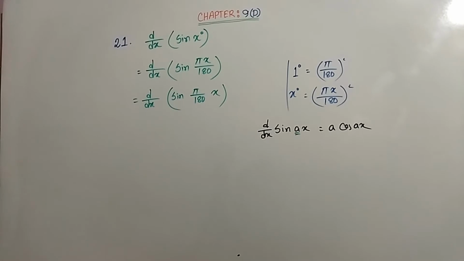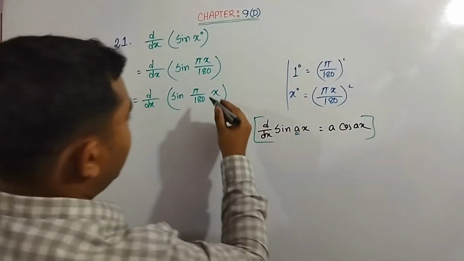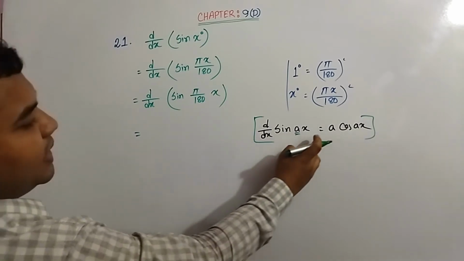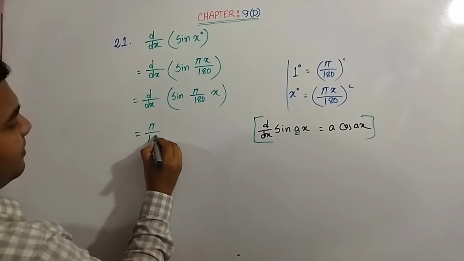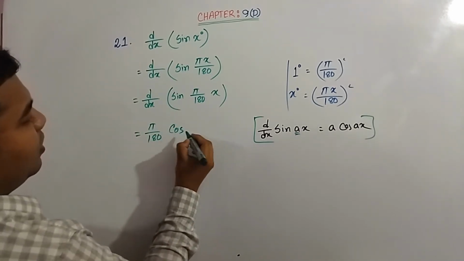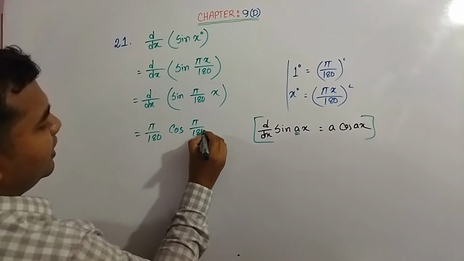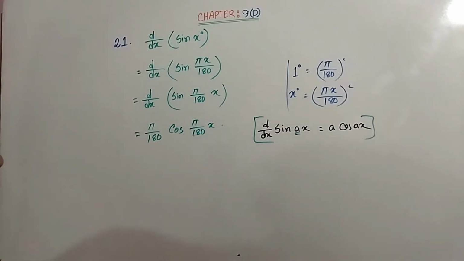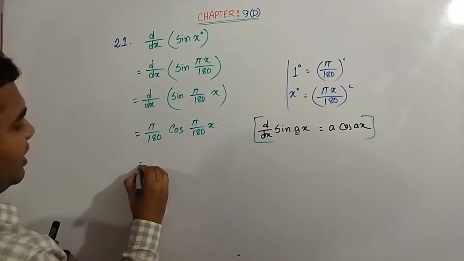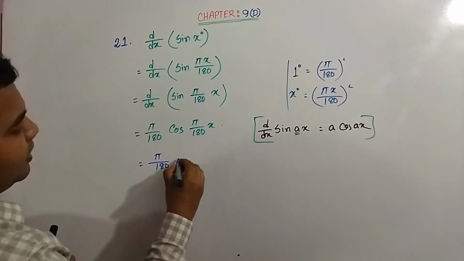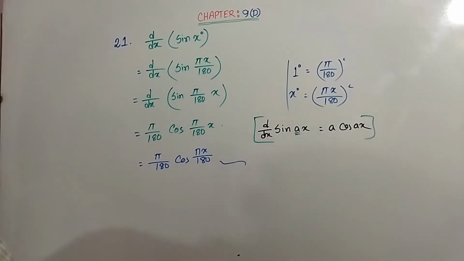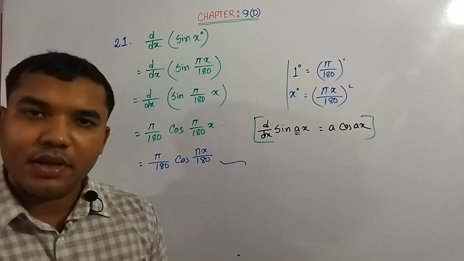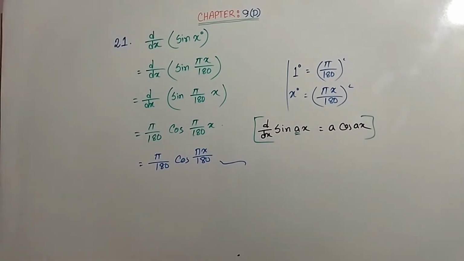Now we will just use this formula in here. So if we use it, we will get a into cos ax. Here this part was a, so a into cos ax. So our answer should be pi by 180 into cos pi x by 180. So that's the answer of this math. Clear? So now we'll go for our next mathematical problem.